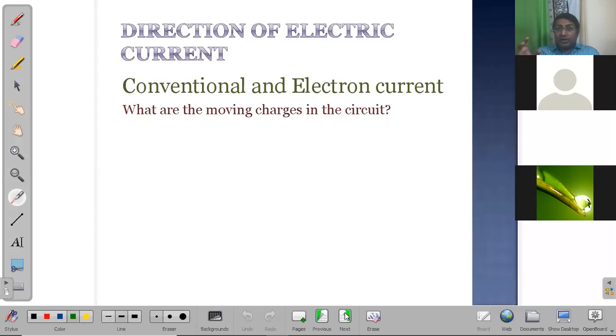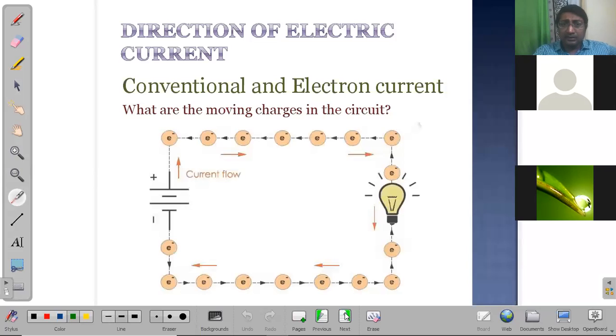In fact, when you talk about the direction of electric current, there are two directions possible. One is called the direction because of conventional current, and another one is electron current. Conventional current and electron current. Let me show a particular slide. From there, hopefully I want you to get confused and later I want to clear that confusion. Okay, so now observe this battery.